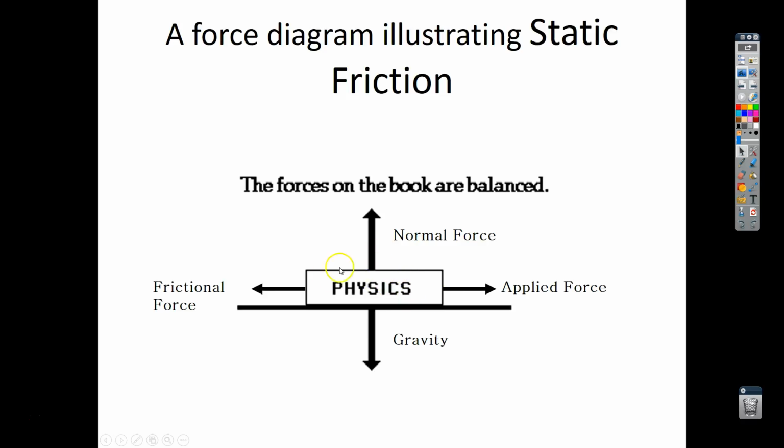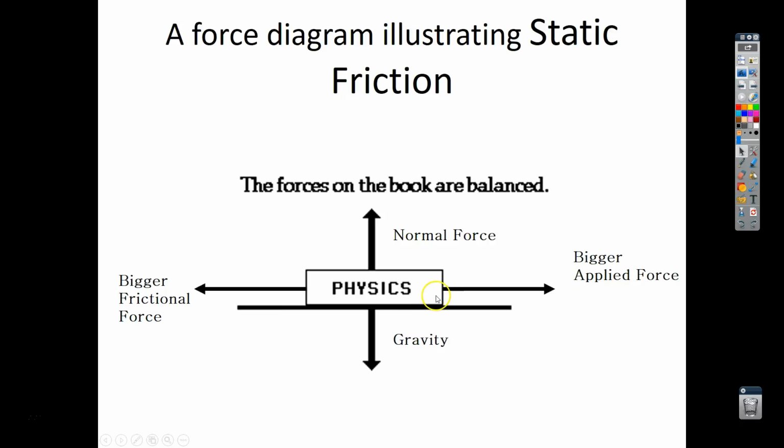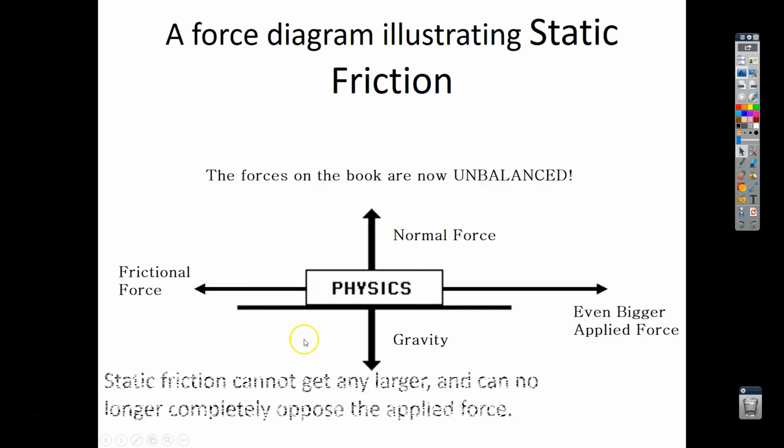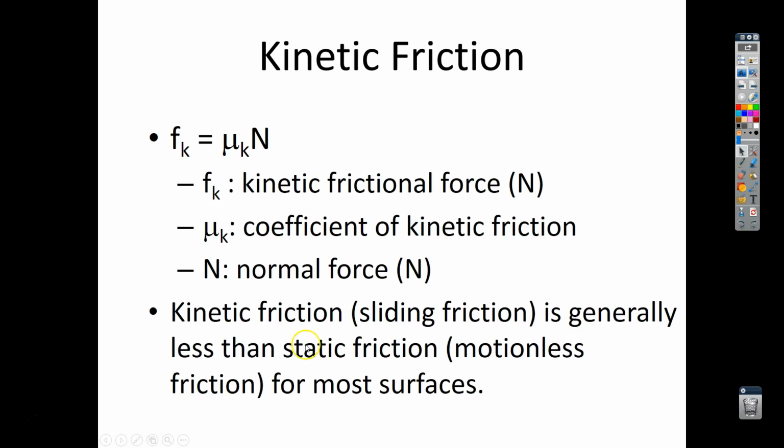So let's look at static friction. If I have my physics book and I'm trying to push it to the right and it doesn't move, that's because the frictional force to the left is the same. If I apply more force, you'll notice this arrow gets bigger, but so does my friction force. There's a point where those two become different, where my applied force is bigger than my frictional force, and now we end up with something called kinetic friction. Kinetic friction is equal to mu k times the normal force. It's the same equation except this mu is smaller. It's generally less than static friction, which is motionless friction, for most surfaces.